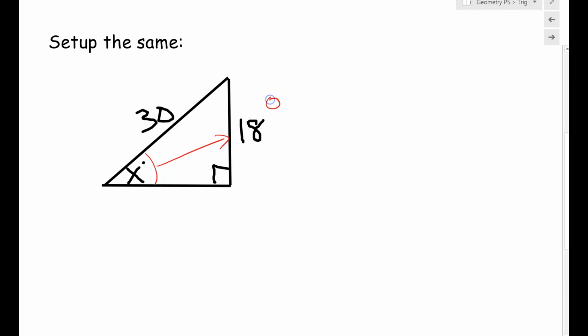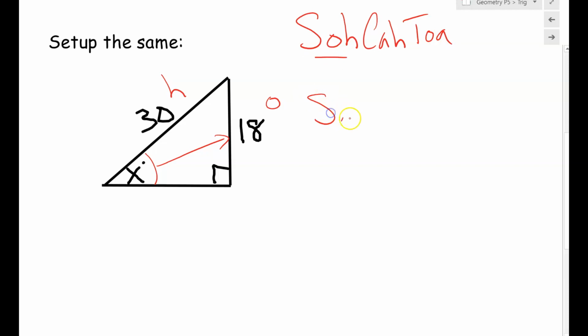That's right, the opposite. And this one is the hypotenuse. What trig? Remember, the great chief Sokotoa is guiding us at all times. Well, that's sine. So we're going to say this: sine of x is the opposite over the hypotenuse. Now, I don't want you to get 18 divided by 30 and get a decimal. We can do this easier.